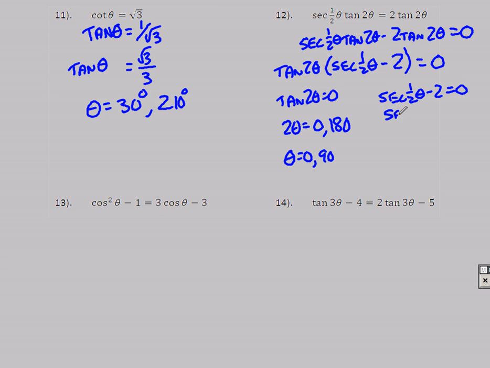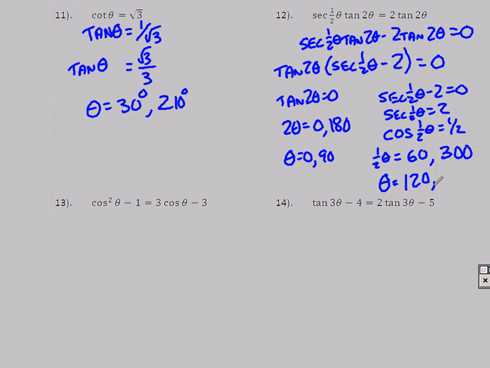Over here, I want secant of 1/2 theta equals 2. And I'm going to change secant because I don't like that. So I'm going to make it cosine of 1/2 theta equals 1/2. Well, cosine equals 1/2 in quadrants 1 and 4 with a reference angle of 60 degrees. So 1/2 of theta equals 60 degrees, and it will also equal, in quadrant 4, 300 degrees. To get theta by itself, I need to multiply both sides by 2. So 120 and 600 are my answers. And this one differs from your answer key, so take a look there and make sure that we're on the same page for that one.